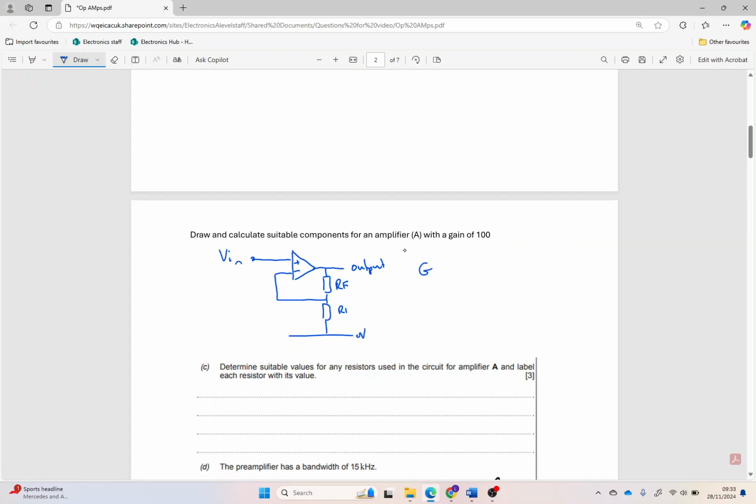So we know that the gain for this circuit is 1 plus RF over R1, which is equal to 100, so RF over R1 equals 99. So therefore, we might as well go for nice and easy values. Because that's 99 to 1, let R1 equal 1K, and therefore RF equals 99K.